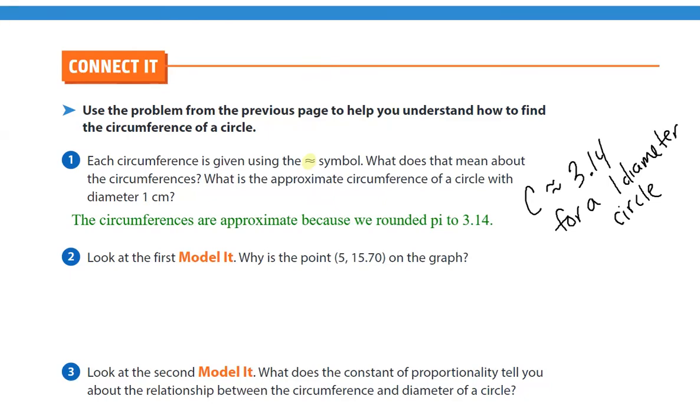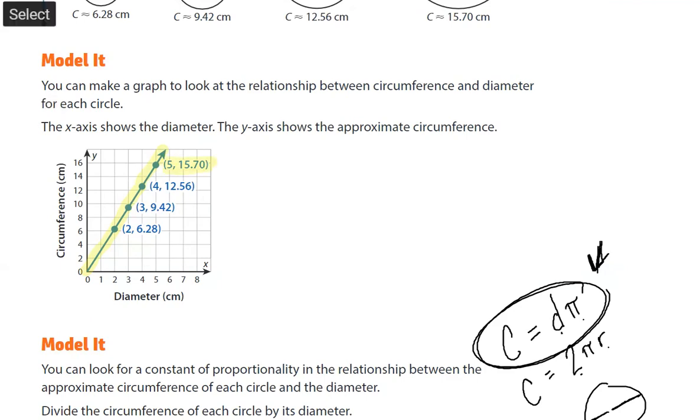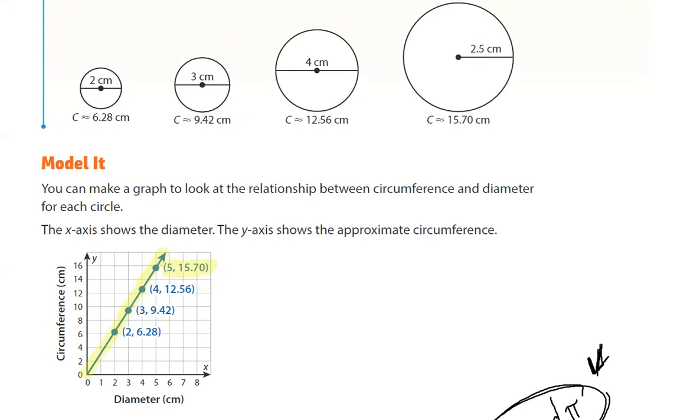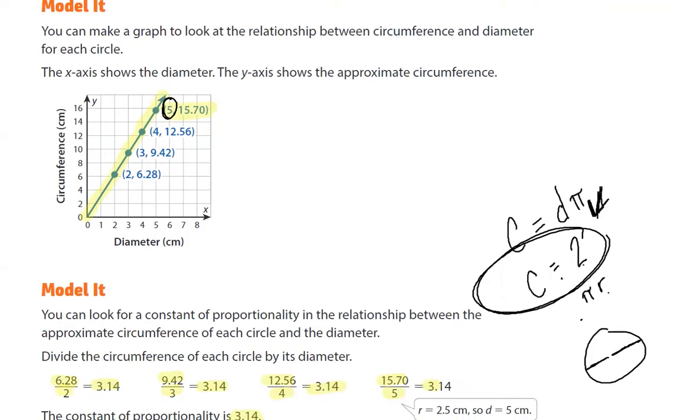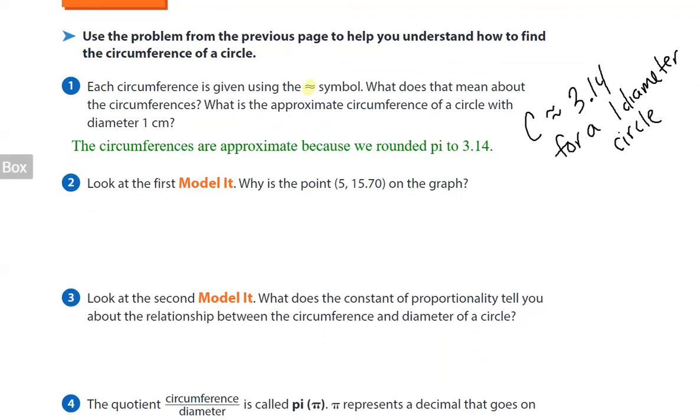Alright, look at the first model where they graphed it. And they're asking, why is this there? Well, if we went back up here, we would see the circumference is 15.7 and our radius is 2.5, but we need to go the other half as well. 2.5 and 2.5 is 5. There's where that 5 comes from. Now, how do we put that in English?